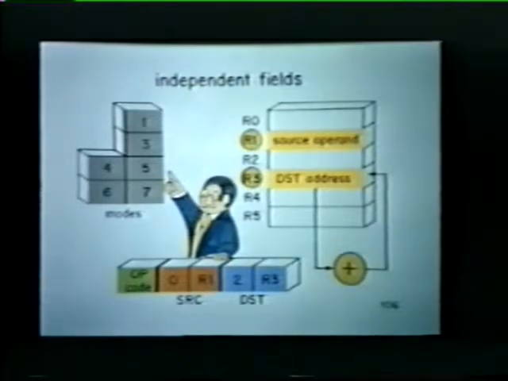Here, for example, the source field uses addressing mode 0 with register R1. Thus, R1 contains the source operand. The destination field, on the other hand, uses addressing mode 2 with register R3. Thus, R3 contains the address of the destination operand. Once the instruction is executed, this address is automatically incremented.